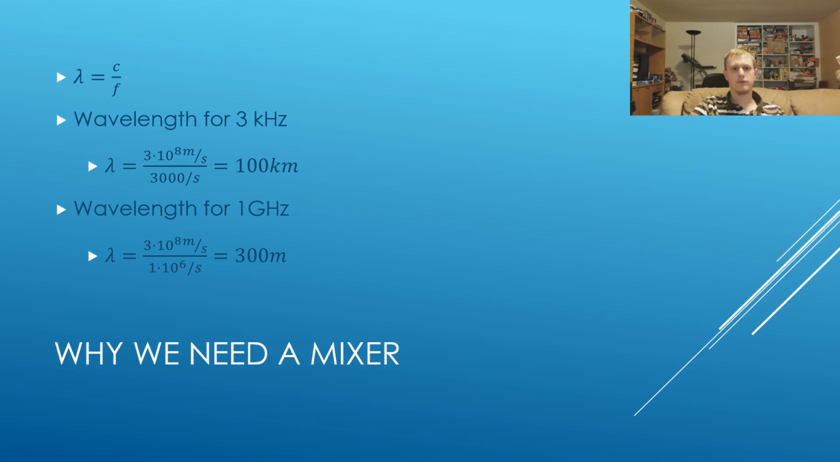So therefore we need to use a mixer, because higher frequencies can use much smaller antennas. If we were to shift the 3 kHz signal up to 1 GHz, our wavelength is only 300 meters, so our antenna would only need to be several meters long.